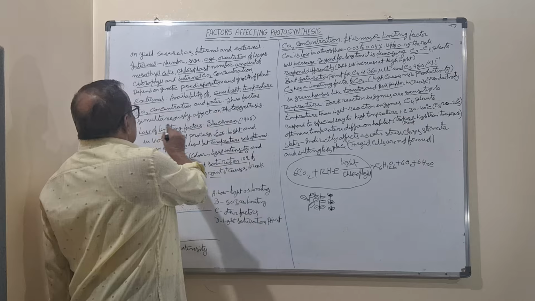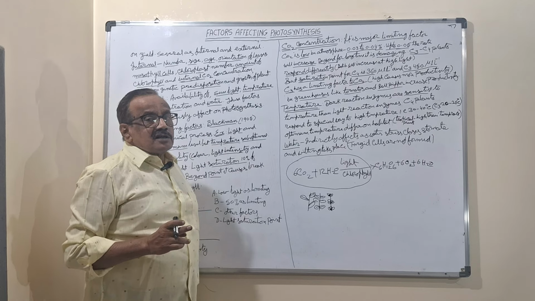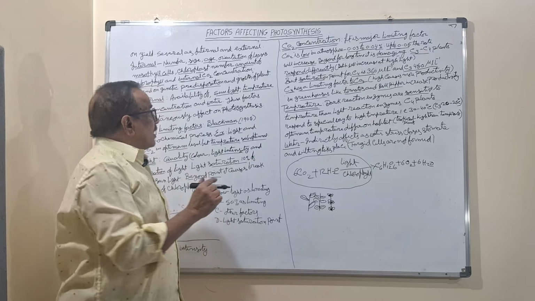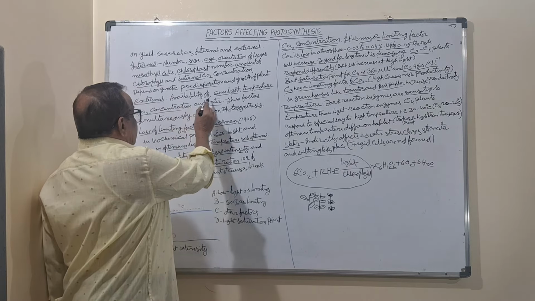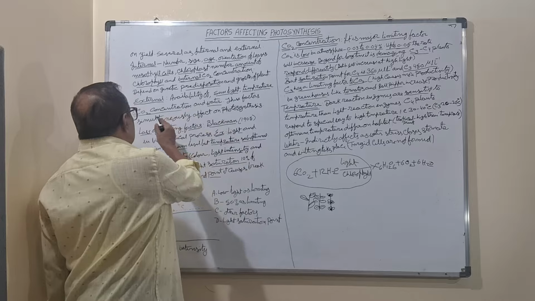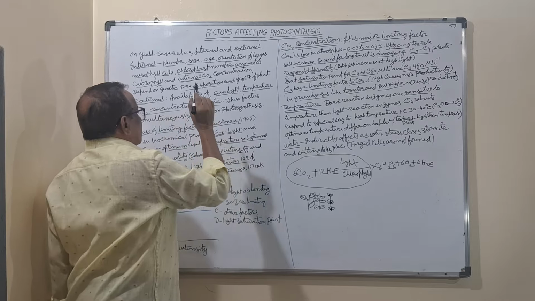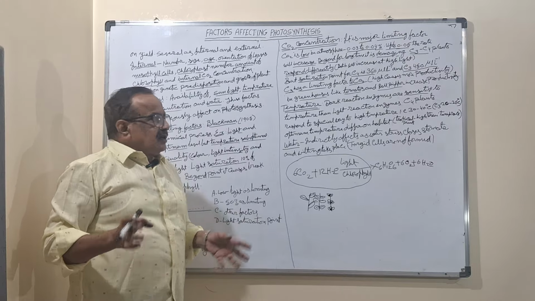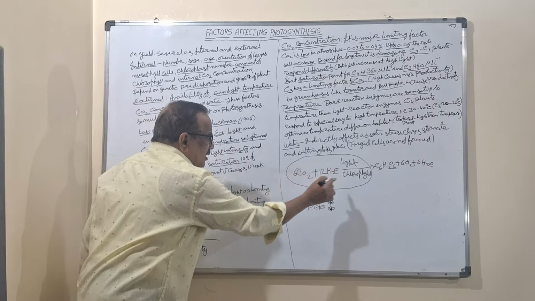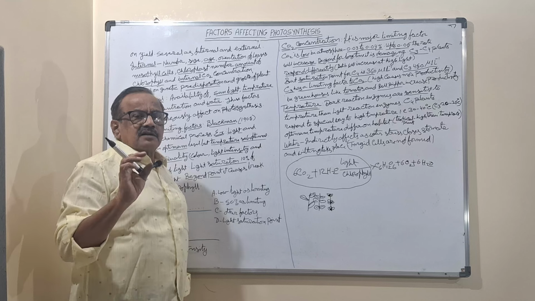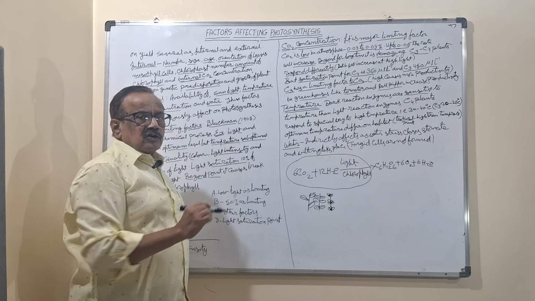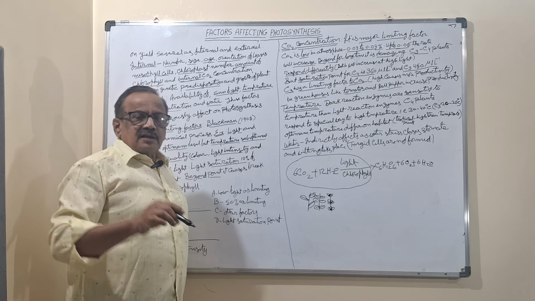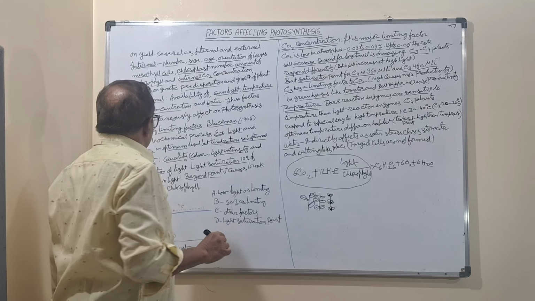And these factors simultaneously affect photosynthesis. These external factors, what are they? Availability of sunlight, temperature, carbon dioxide concentration, and water. These factors, all at a time, must be at a fixed, optimum concentration level. Then only the photosynthetic rate will be high. If any one is decreased, the rate will be decreased.